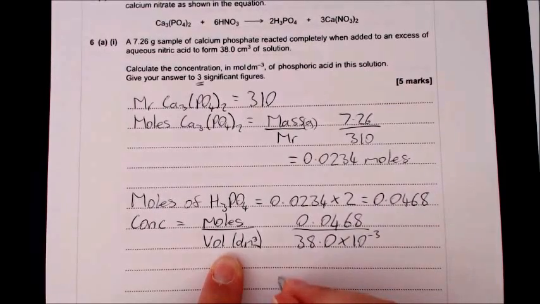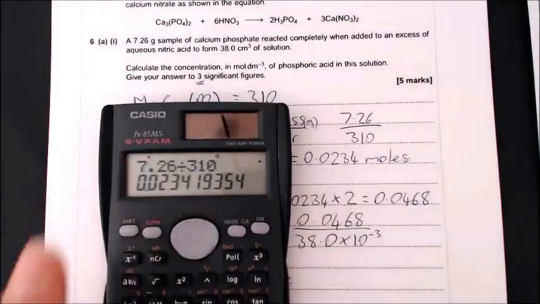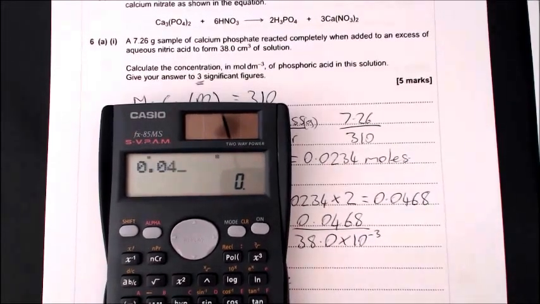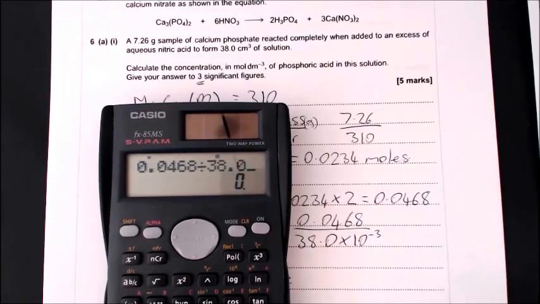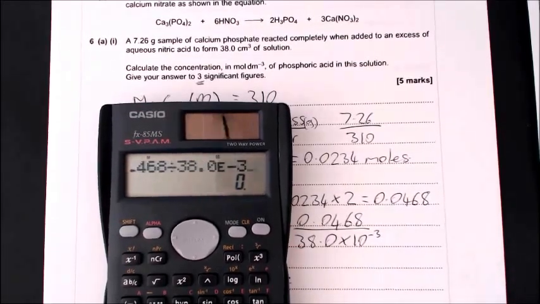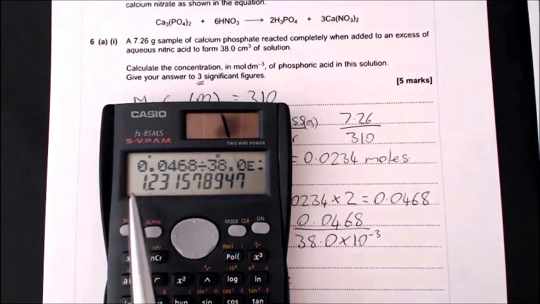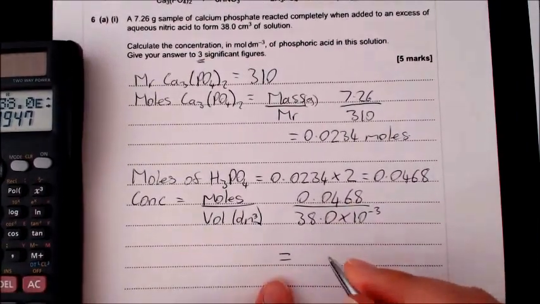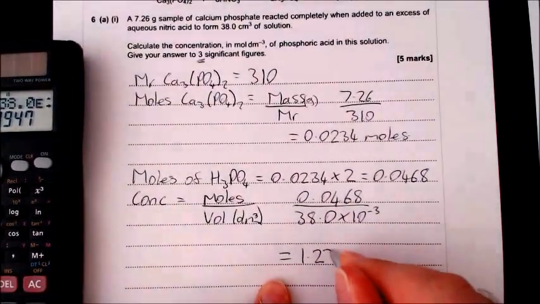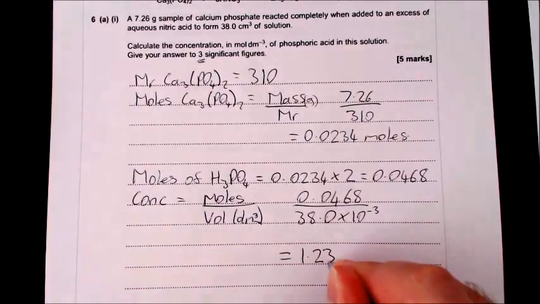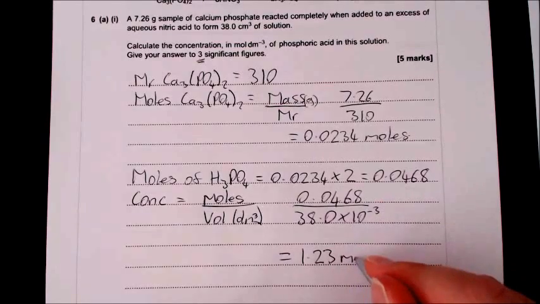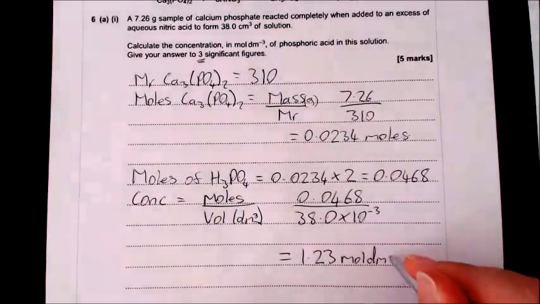And so if you put that into your calculator, which is what we'll do now. So this is going to be 0.0468 divided by 38.0 times by 10 to the minus 3. Put that on our calculator, and we need it to three significant figures, 1.23. And so we're going to write that there, 1.23, and this is the concentration. So this is moles per decimeters cubed.